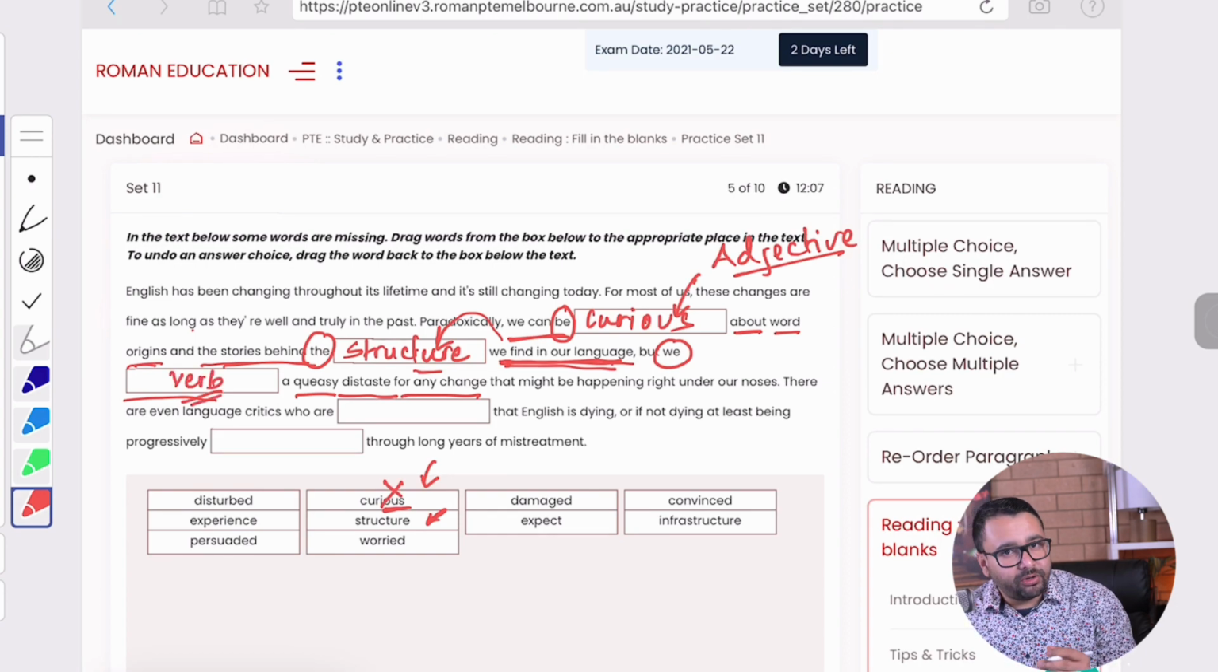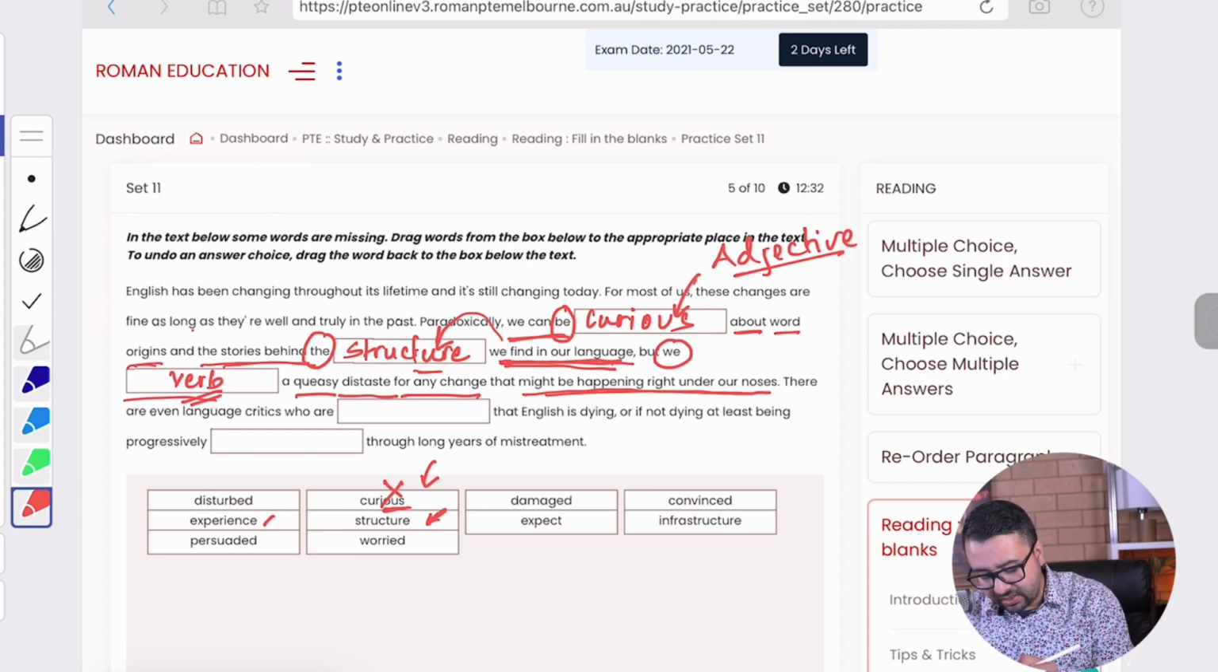So what we know about this missing word is it's a verb. Now verbs can be in 5 different forms. So we have to decide which form of verb we are looking for. If we look at the sentence, it says a quasi-distest for any change that might be happening right under our noses. So that means it's a present tense verb. Now we look at the options given and decide which present tense verb will make sense.